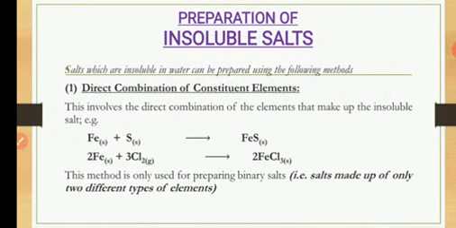Number one is by direct combination. You are already familiar with direct combination under acid. You only use this for a binary salt, that is a salt that contains two elements. The word binary, you know it from mathematics, 0 and 1, two numbers. So in chemistry we also have binary salt that contains two elements. So when a salt contains two elements, you can prepare that salt by combining the elements directly.